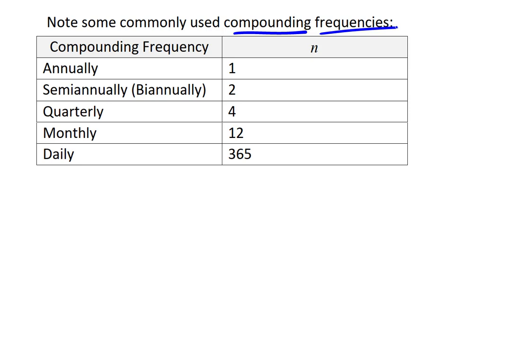Annually means once a year, semi-annually, or biannually, same thing. Semi-annually and biannually mean twice a year. Quarterly means 4 times a year, monthly 12, and daily 365. And so basically these are the n values that might be showing up in our formula.